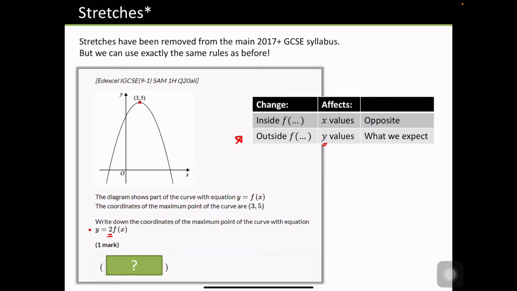So the x coordinate will stay the same. What will the y coordinate be? Well, it's 2f of x, and so we do 2 multiplied by 5, which is 10. And if you were to draw the graph, it would look something like this. It'll be twice as tall, if that makes sense. Sorry that the drawing is not the best, but I think you get the point. (3, 10) is here, so that's our new maximum point.